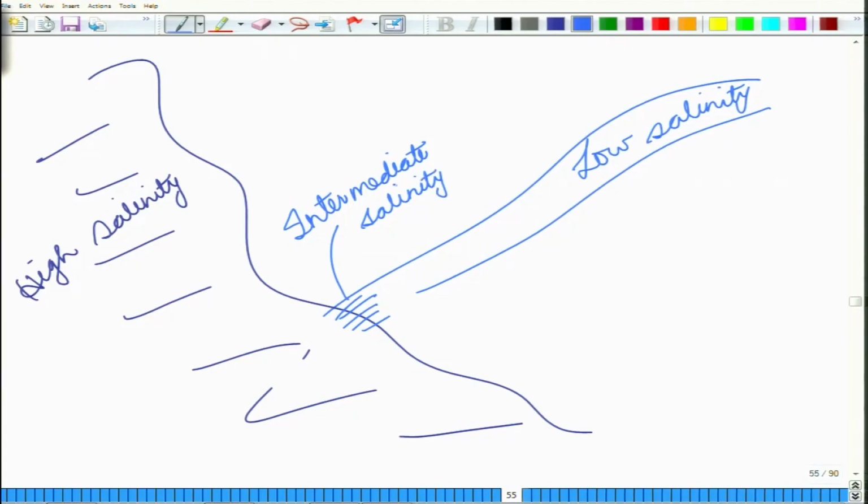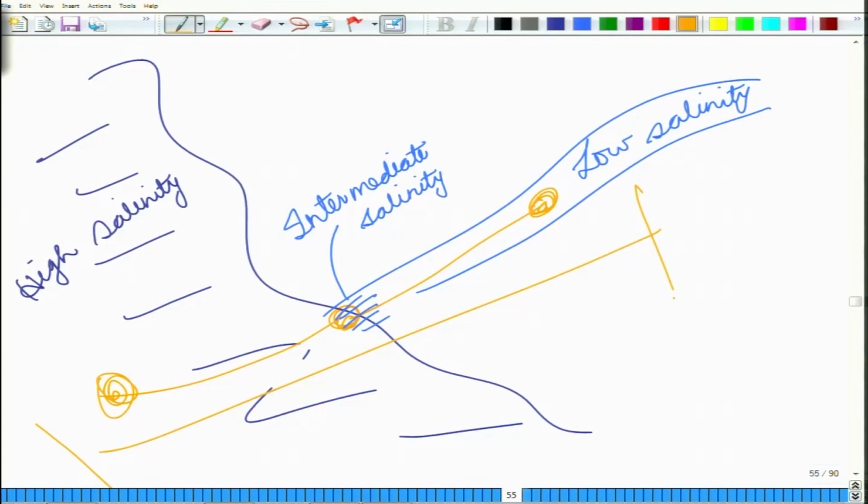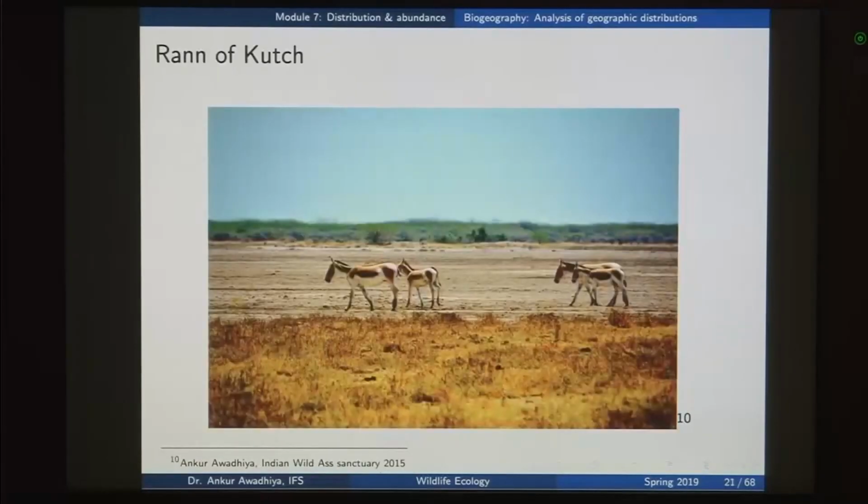And here you will have a number of species that would spend part of their time in the high salinity areas, part of their time in the intermediate salinity areas, and part of their time in the low salinity areas. So, this provides a very specialized habitat, and the species that are found in these areas are found here because these are the only few areas where you can have all these three kinds of salinities available in the same area. So, this is why you will have these specialized species found in these areas.